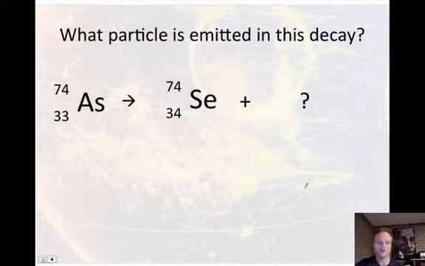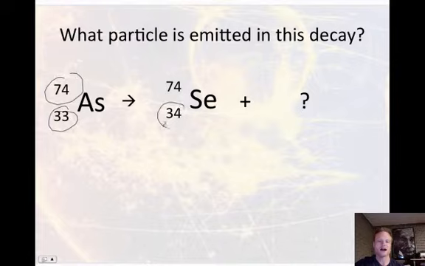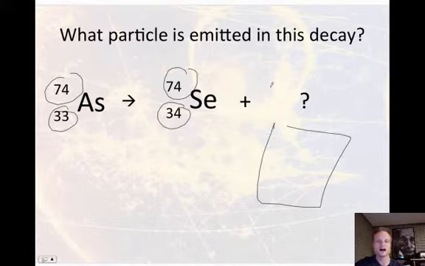Let's try one more. Here we have arsenic, with an atomic number of 33 and a mass number of 74. It's producing selenium with an atomic number of 34 and a mass number of 74. What particle would be emitted in this decay? Notice 74 plus blank equals 74, so I'm going to say 0. And 34 plus blank equals 33. If I put a -1 here, I would then have things balanced. If I look back at my notes, what has no mass but has a -1 charge? Hopefully you're thinking an electron, also known as a beta particle. I wish I was better at drawing that, but that's a beta particle.